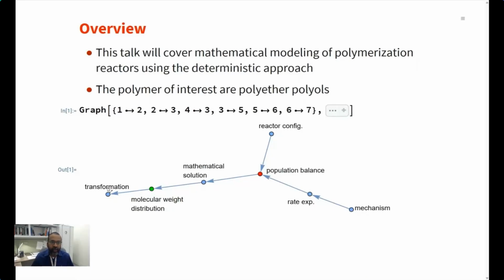Here is a graph showing the high-level approach that is taken. It essentially involves creating a population balance from an assumed reaction mechanism. And this population balance is a system of mathematical equations that tracks every chain in the polymerization reactor, along with monomer, and in a way that is consistent with the reactor configuration. Solution to the population balance leads to the full molecular weight distribution of the product, from which several useful properties can be computed.